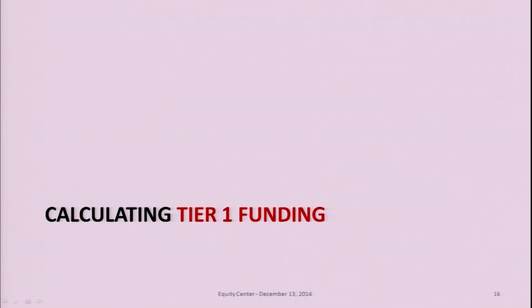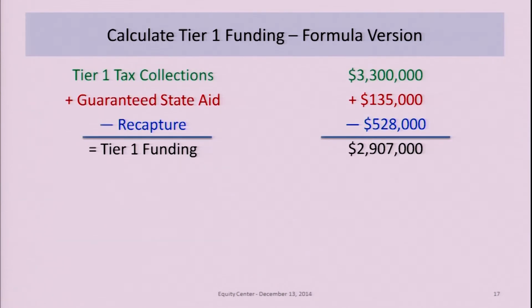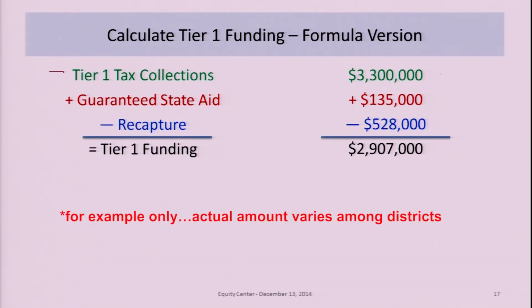That's in Tier 1. So let's go back and look at Tier 1 funding. Let's review a little bit. Let's say that your Tier 1 tax collections was $3.3 million. And your guaranteed state aid, because everybody gets at least that, remember, it was $135,000 from a prior slide. And here's the recapture we just calculated. This is your Tier 1 funding.